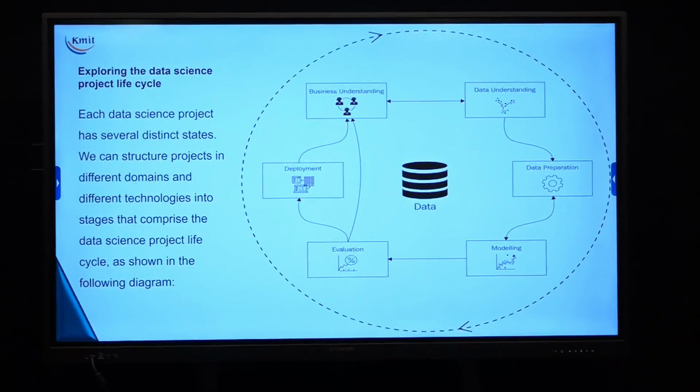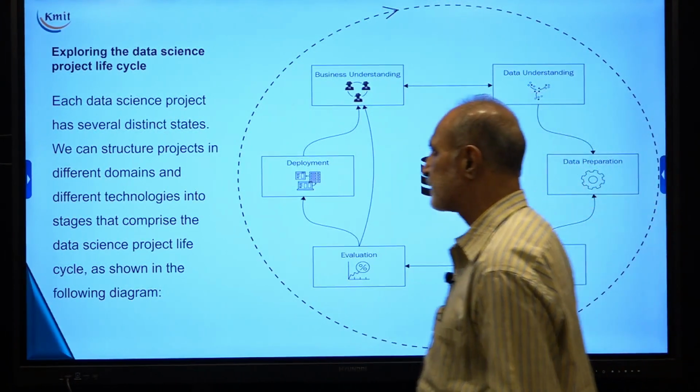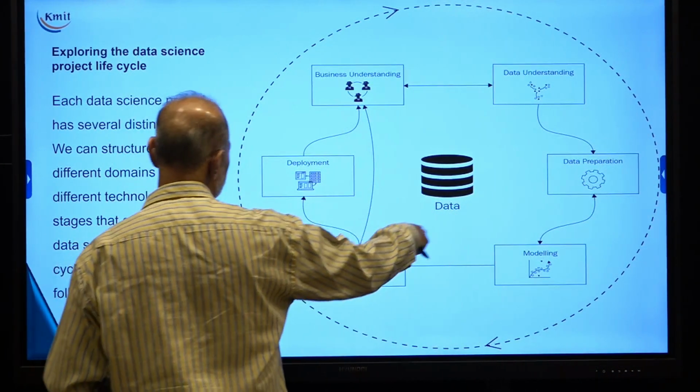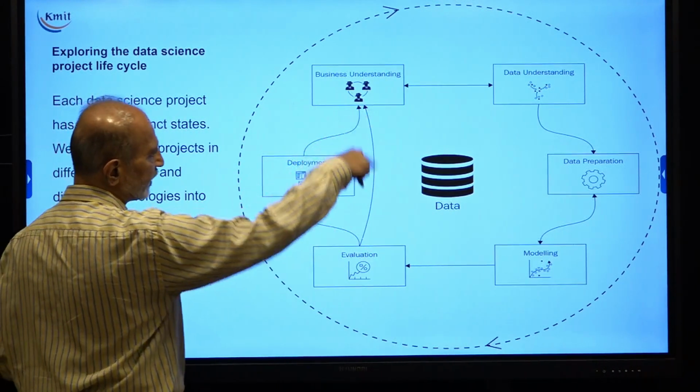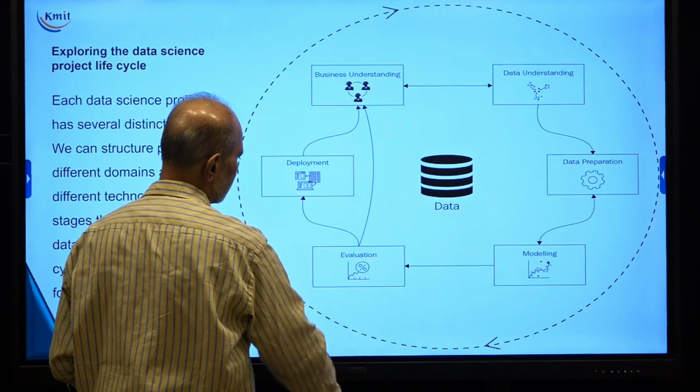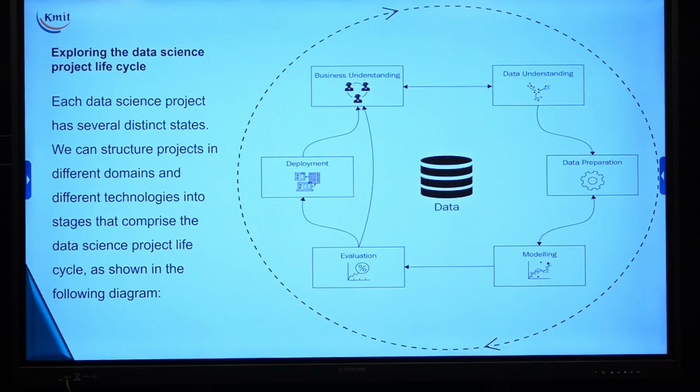Now here I am showing you a life cycle of the data. So the data science life cycle is shown. You can see here the data is in the middle, and I have business understanding, data preparation, modeling, evaluation, and deployment. So there are 6 blocks which have to go in a cyclic fashion. So let us see each of the blocks one by one.